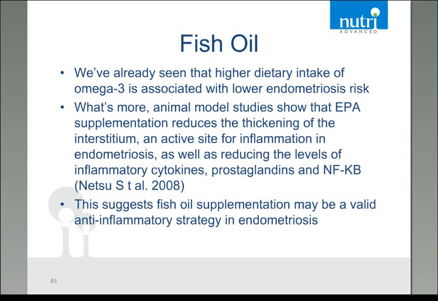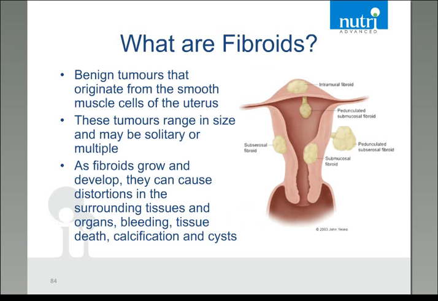We've already seen that higher dietary intake of omega-3 is associated with lower endometriosis risk. What's more, animal model studies show that EPA supplementation reduces the thickening of the intestinal and active site for inflammation in endometriosis, as well as reducing the levels of inflammatory cytokines, prostaglandins, and NF-kappa B. This suggests fish oil supplementation may be a valid anti-inflammatory strategy in endometriosis. So again, another add-on you want to put to the program.